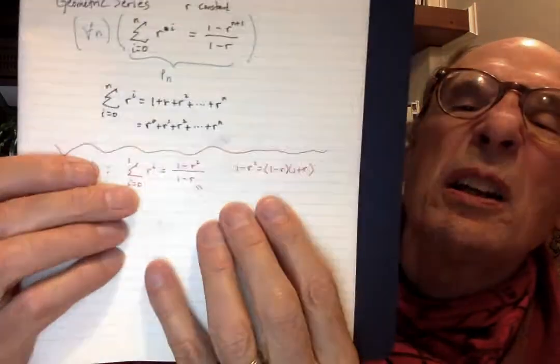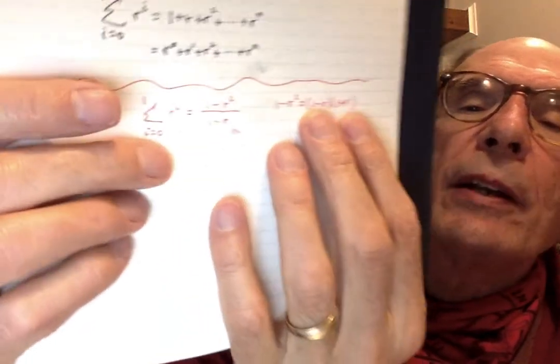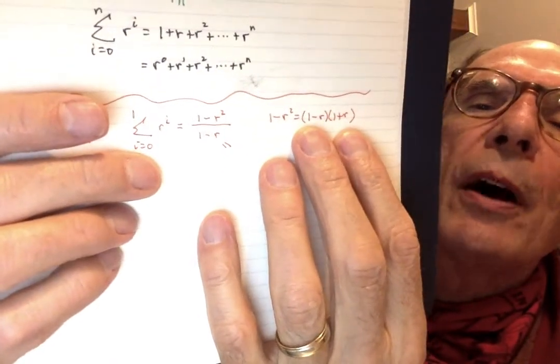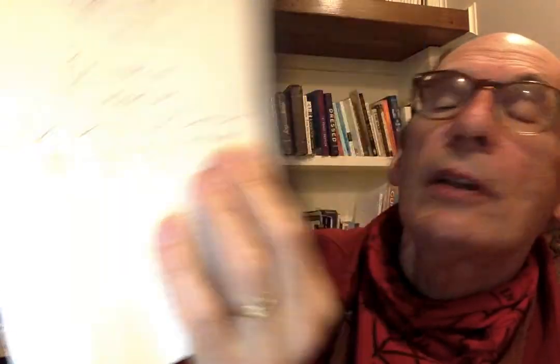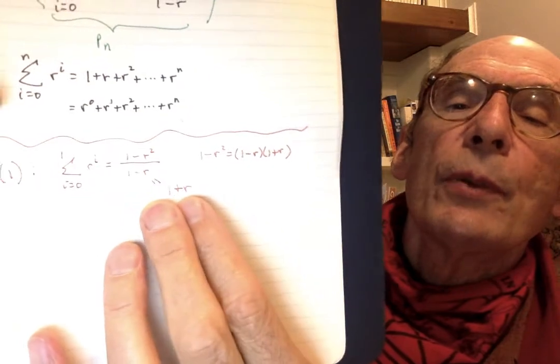I'm going to work on the right side separately. Remember that 1 minus r squared factors as 1 minus r times 1 plus r. And so I'm going to combine some steps here. The top is rewritten this way, and now we have a 1 minus r on top and a 1 minus r on the bottom, and so those are going to cancel. Remember, r can't be 1. So what we're left with is 1 plus r. So this fraction is actually just equal to 1 plus r.